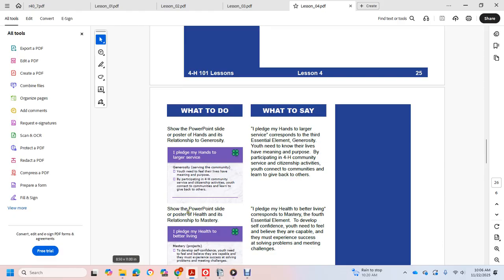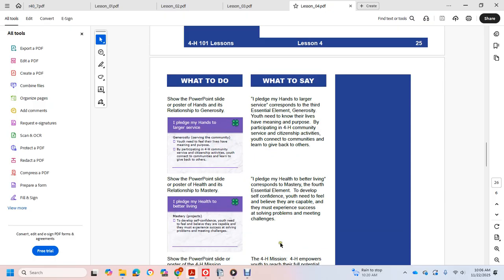Show the PowerPoint slide poster of the relationship to mastery. I pledge my health to better living, corresponding with the mastery of youth. The fourth essential element: to develop self-confidence, youth need to feel believing and capable, with experience of success in solving problems and meeting challenges.